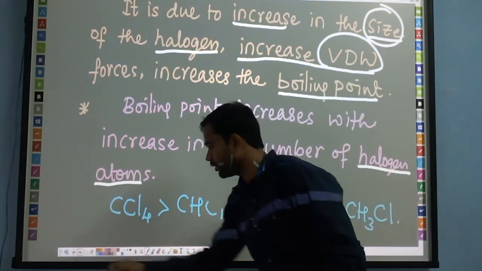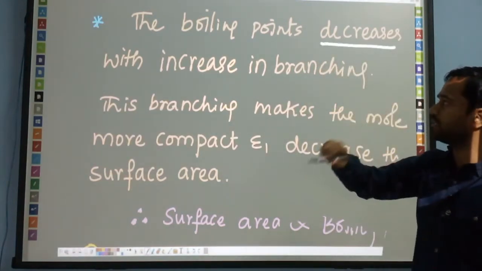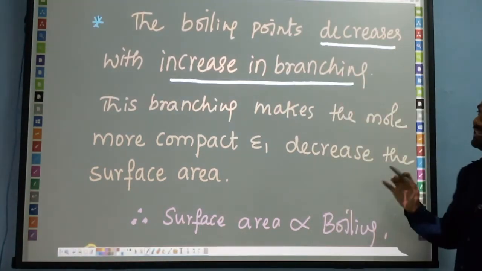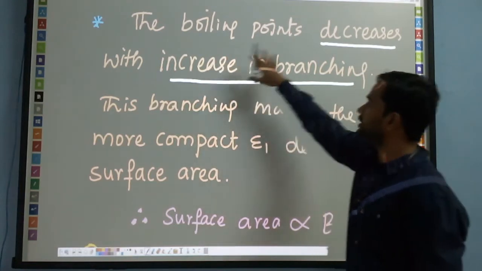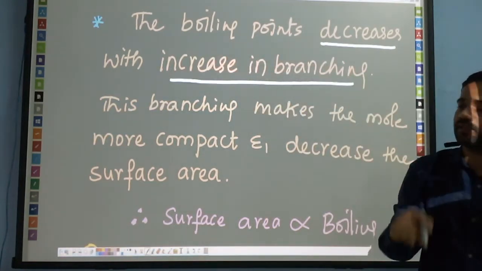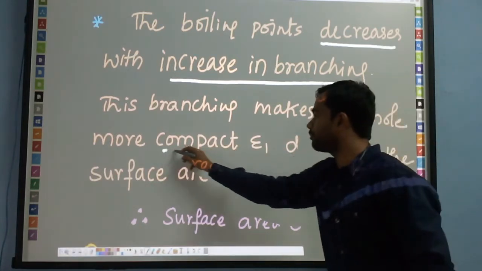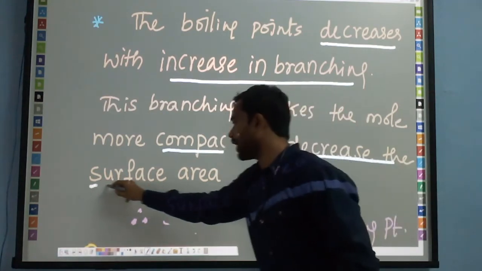Okay, the boiling point decreases with the increase in branching. Why is it going to decrease? The boiling point decreases due to the increase in branching. What is going to happen in the branching case? The branching makes the molecule more compact and decreases the surface area.